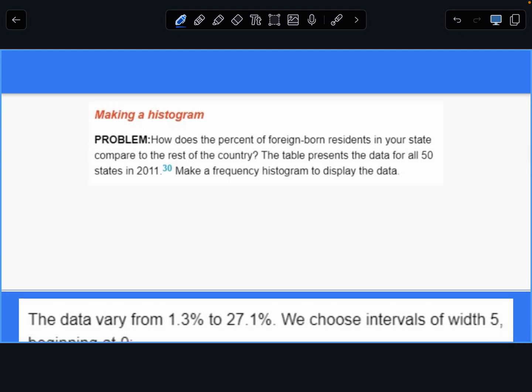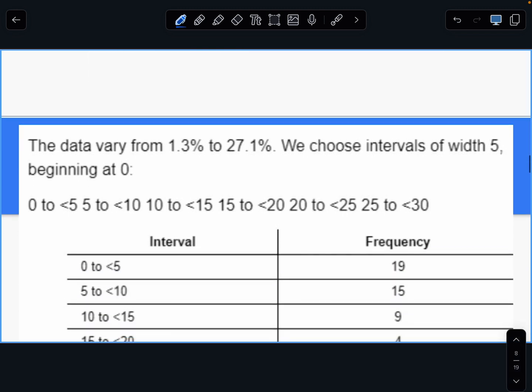Okay, our example: how does the percent of foreign-born residents in your state compare to the rest of the country? I did not include the table in the slides. It is on your notes. The table presents the data for all 50 states in 2011. Make a frequency histogram to display the data.